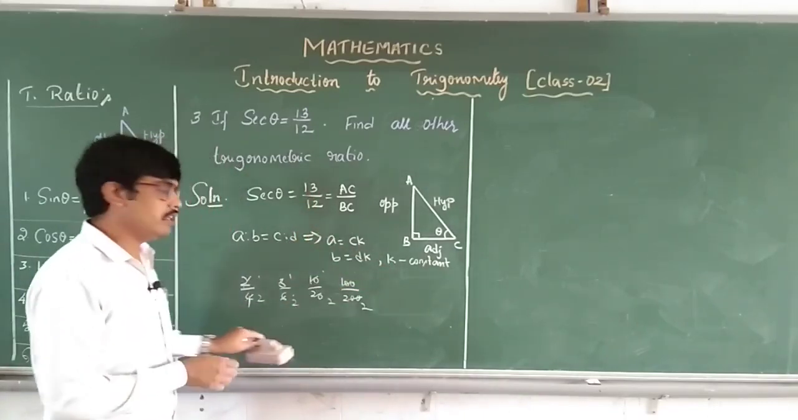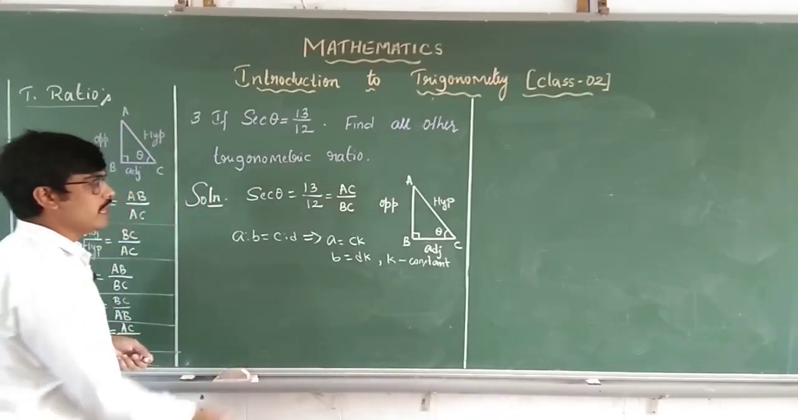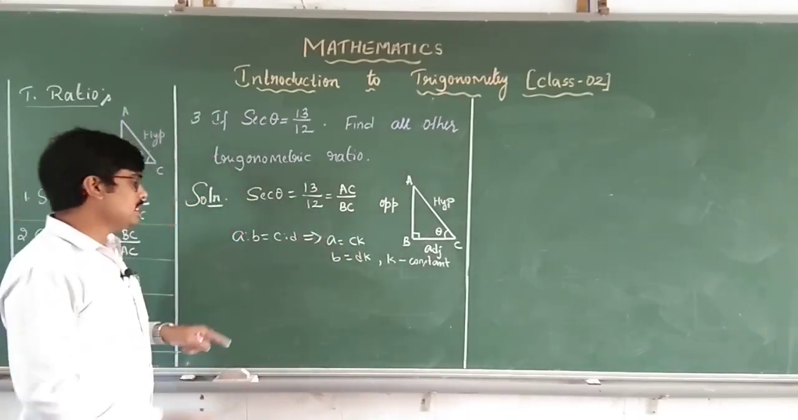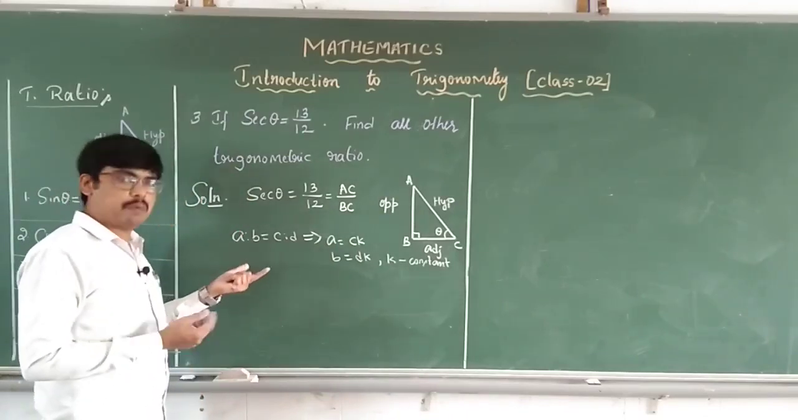We can use C, K or X to denote the constant, that is your wish. So I wrote K, here K is the constant. It means if we split any two ratios, or we can say it is a proportion.